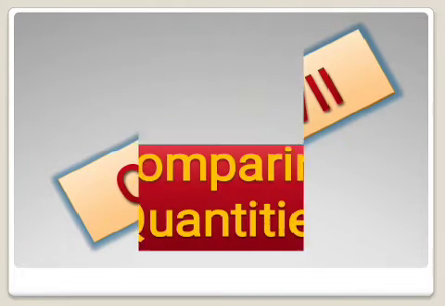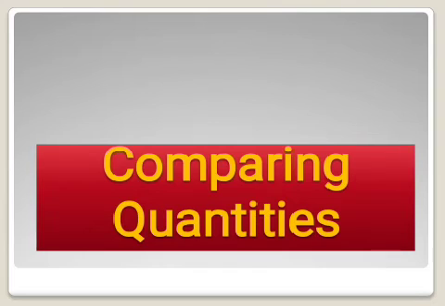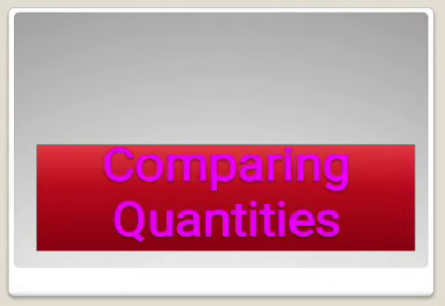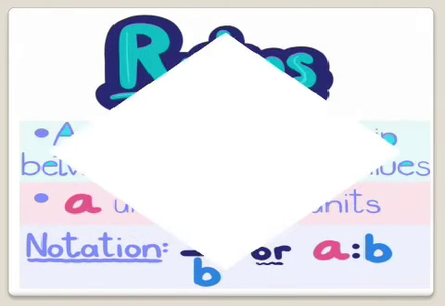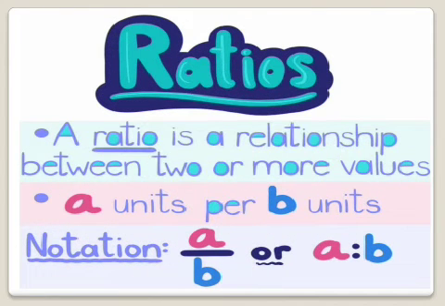Today we are going to start a new topic, comparing quantities, chapter 8. In our daily life we used to compare quantities. Sometimes we compare our height, sometimes weight, or sometimes we compare our marks with our friends. We use different methods to compare quantities, out of which first is ratios.